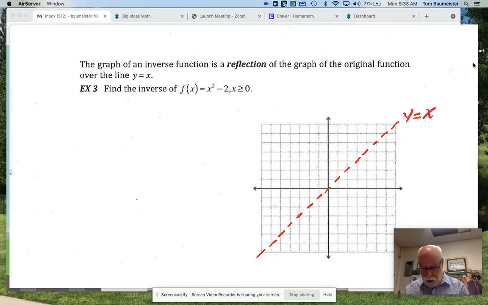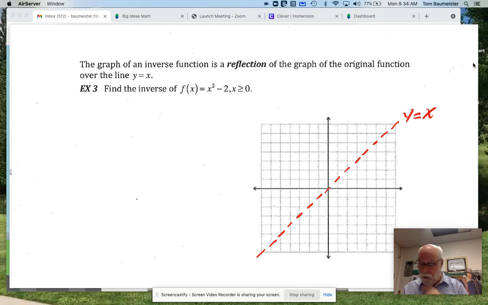So we're going to use that, so I probably should change my colors here. So the graph of the inverse function is a reflection of the graph of the original function over the line y is equal to x. So we're going to find the inverse of the equation f of x is equal to x squared minus 2. And again, we're going to keep it where x is greater than 0.